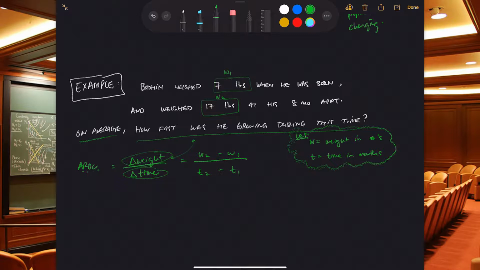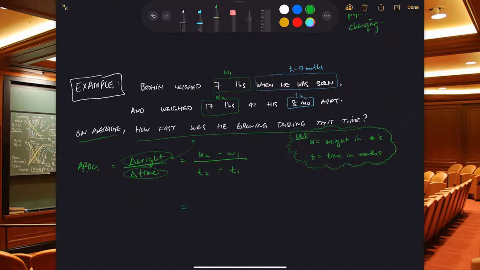When he was born was given to us as a verbal description, but what does this mean in terms of T? Well, we usually say T1 equals 0 as a quantity, because this is when it began, right? So we usually start with 0 instead of starting with 1. So t equals 0 for when he was born, so 0 months. And time 2 was at his 8-month appointment, so that value is 8.